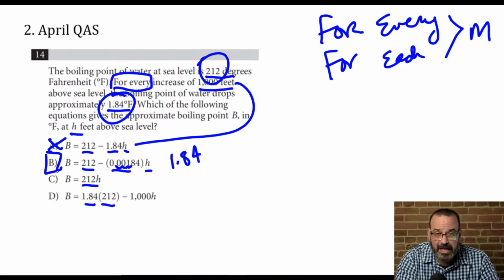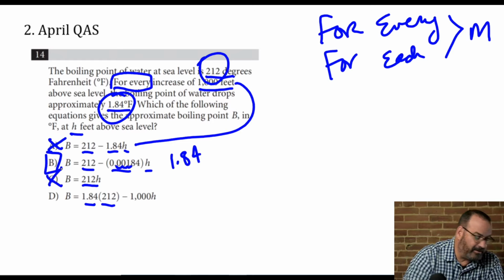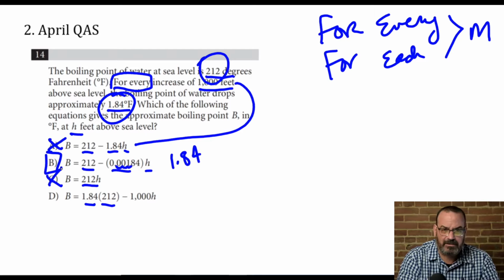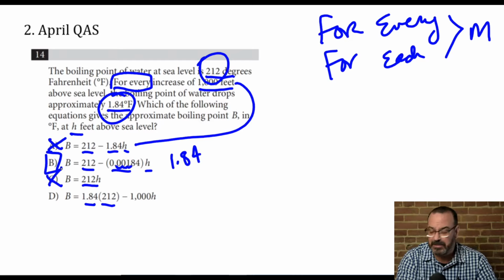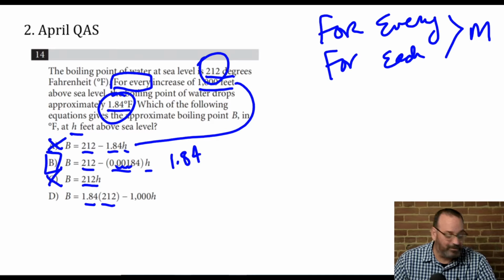212 times 1,000, 200,000 degrees. That's like melting the sun. And 1.84 times 212 minus 1,000 times 1,000, that's really, really cold. I think that's probably below absolute zero, but I should know what absolute zero is. What's absolute zero, Damien? You're asking the wrong guy. I'm asking the wrong guy. I should have thought of that beforehand.